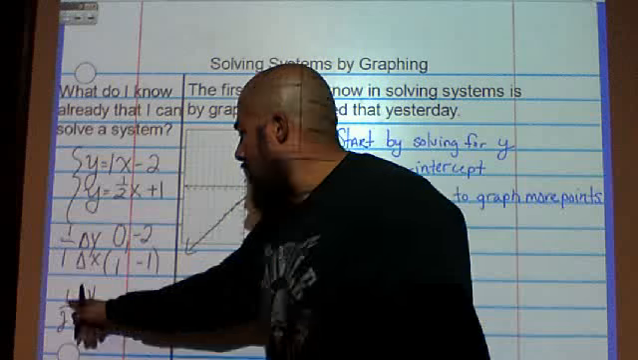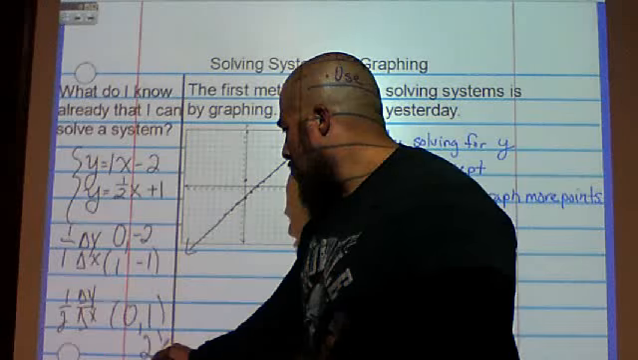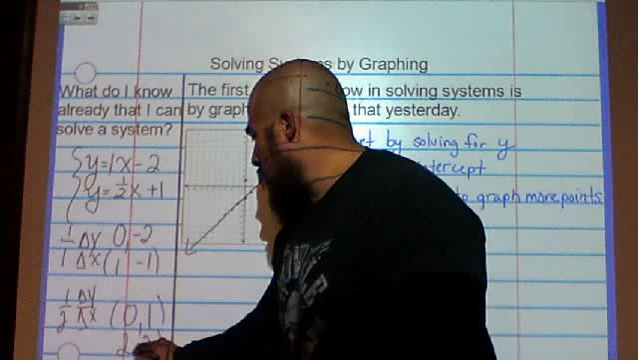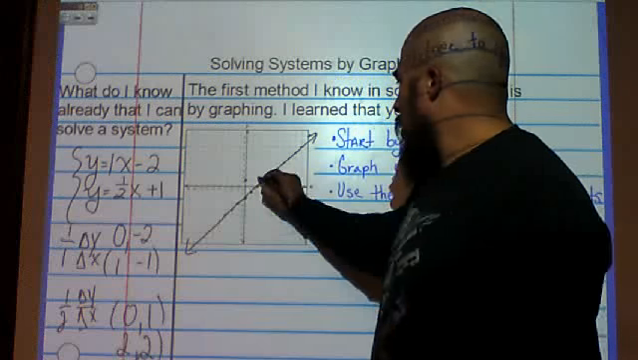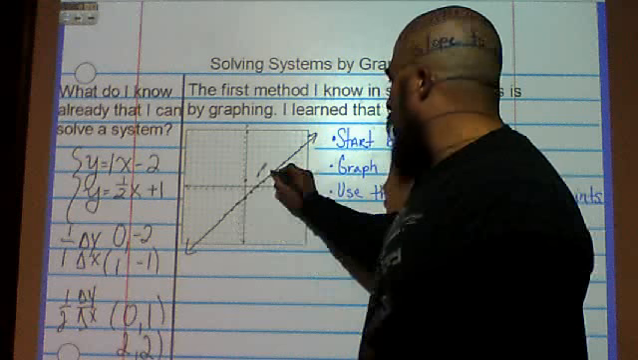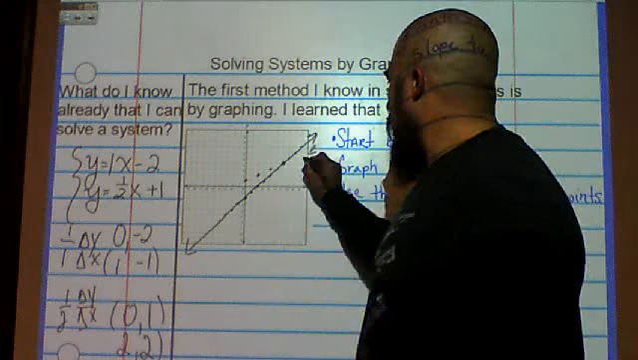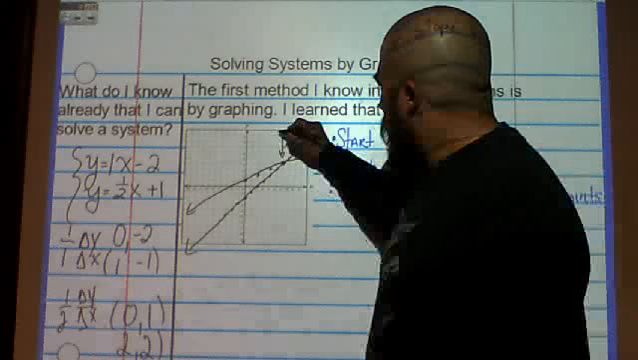That means I add 1 to y, so I would have 2 here. Add 2 to 0 because 2 is positive for x. My next point here is (2, 2). And you see how I go up 1 over 2? Do it again. Up 1 over 2. Up 1 over 2. And guess what? I run into my point here. That's my solution.